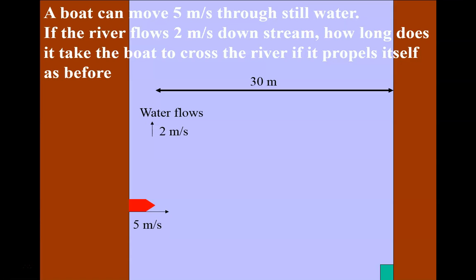Now let's say I turn the water back on. Okay, and now let's say the water flows at 2 meters per second downstream, which in this case is going to be the up, or positive y direction. How long does the boat take to get across the river now if I turn the water on, and if the boat's still trying to propel itself at 5 meters per second east?